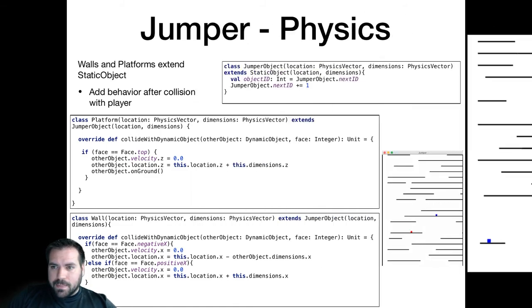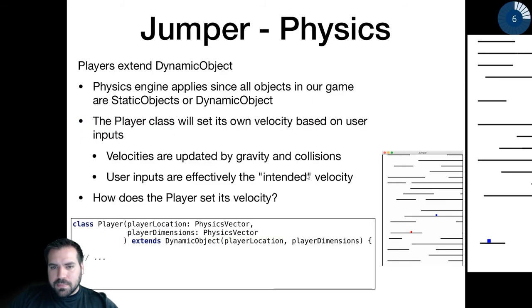By having platforms and walls be jumper objects, overriding the collides with dynamic object, and then defining what happens when a dynamic object collides with one of these static objects, it sets the velocity and location of those objects to the values that they should be. So we're not allowing players to clip through the walls or fall through the platforms. And the player extends dynamic object, so all our physics works there as well.